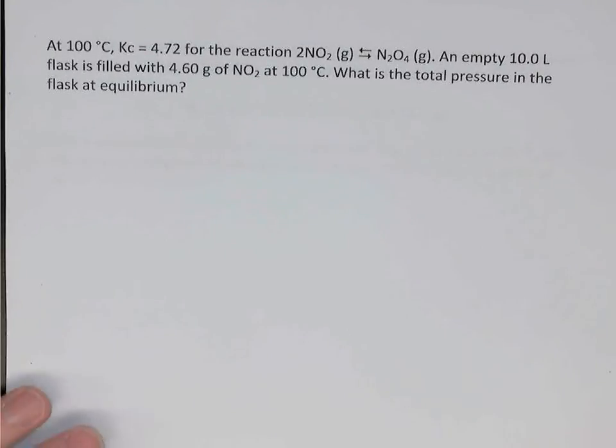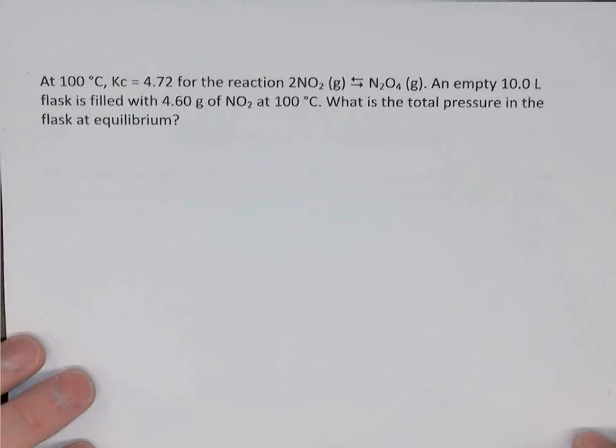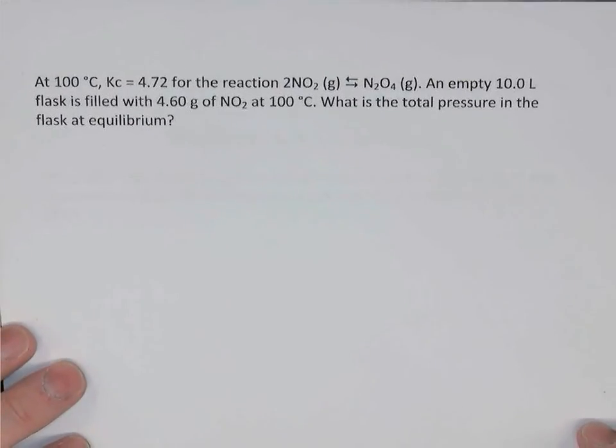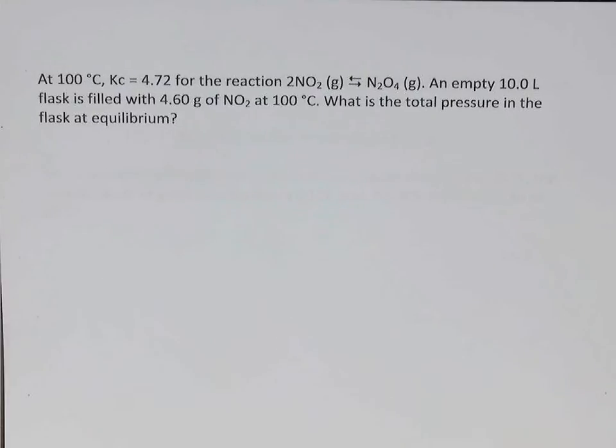All right. Here's another problem. Pause the video and see if you can solve this yourself. At 100 degrees Celsius, the Kc value is 4.72 for this reaction of NO2 becoming N2O4. An empty 10-liter vessel is filled with 4.6 grams of NO2. What's the total pressure in the flask at equilibrium?